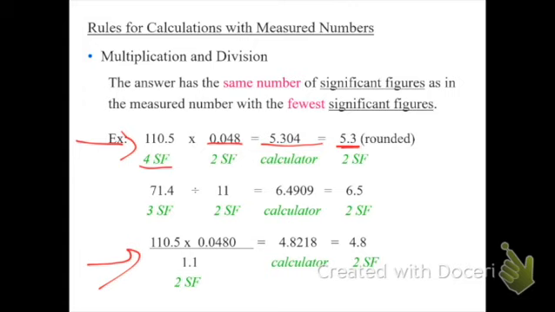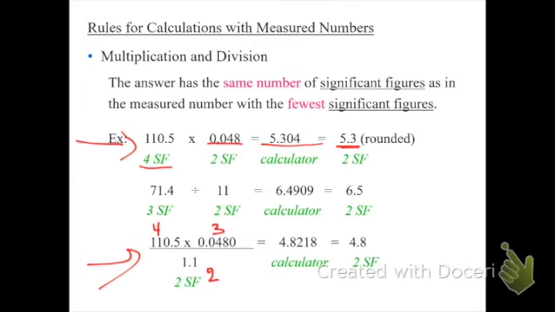Like for the 110? Oh, no, the 110.5 has 4, right? And 0.0480 has 3. And the 1.1 has just 2. So we do our calculation, and we look at all the numbers that we multiplied or divided, and the one that has the fewest number of significant figures ends up being 1.1 with 2. And the answer has to match that. It has to be just 2 significant figures.